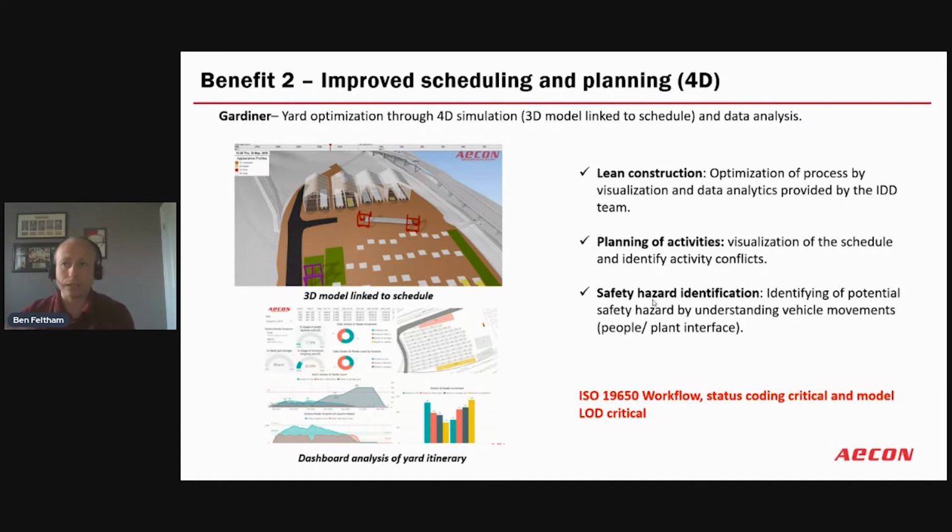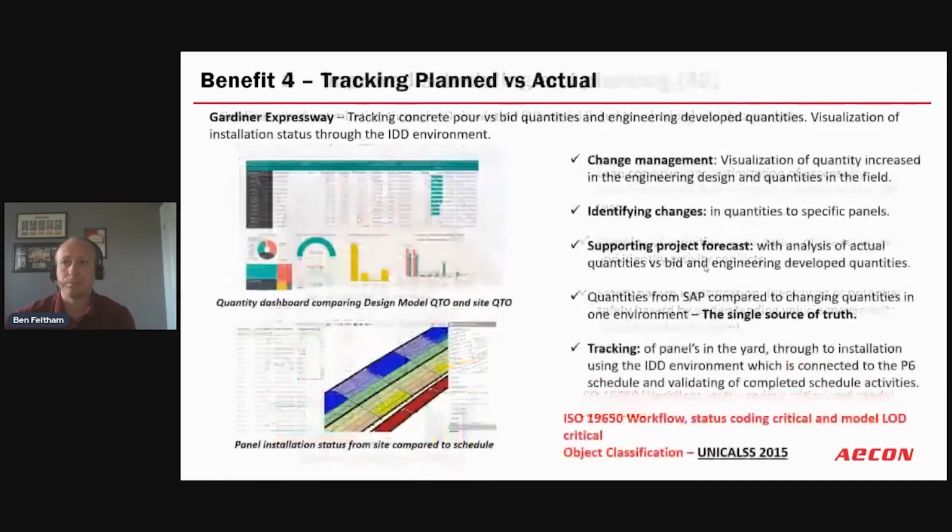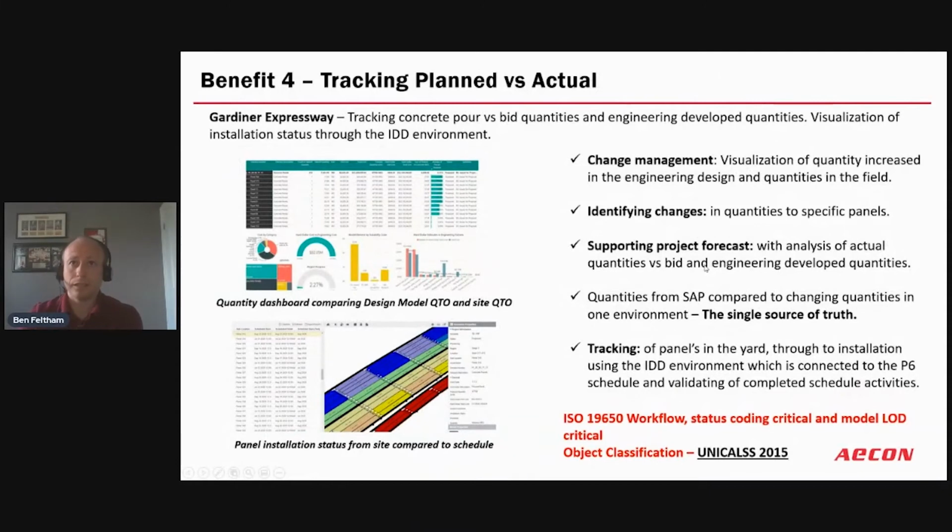So that was one of the critical pieces there. The other thing I'm going to touch on is how we tracked actual versus planned. As I said, we're managing these prefabricated objects. Where are they in that process? So we had that linked to our control systems and our ERP. And Uniclass was a critical piece of the jigsaw.